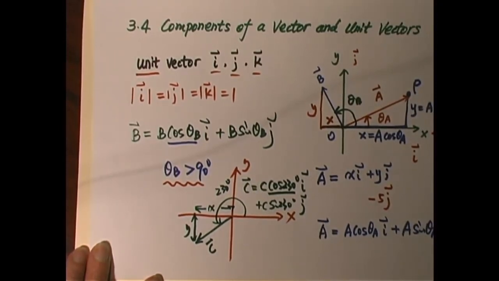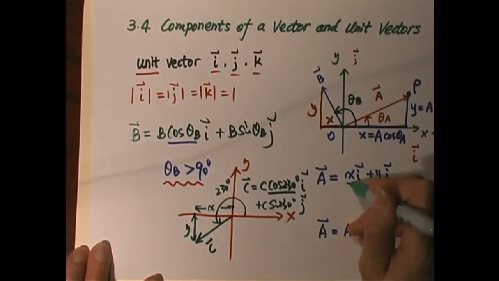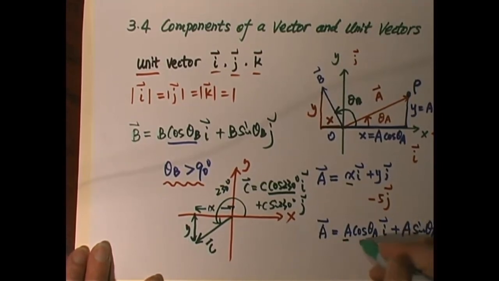So as long as we follow the definition that 0 is the positive x-axis, and all angles are measured counterclockwise starting from positive x, then the x component is the magnitude of the vector times cosine of that angle, and y is the magnitude times sine of that angle. It will come out just fine.